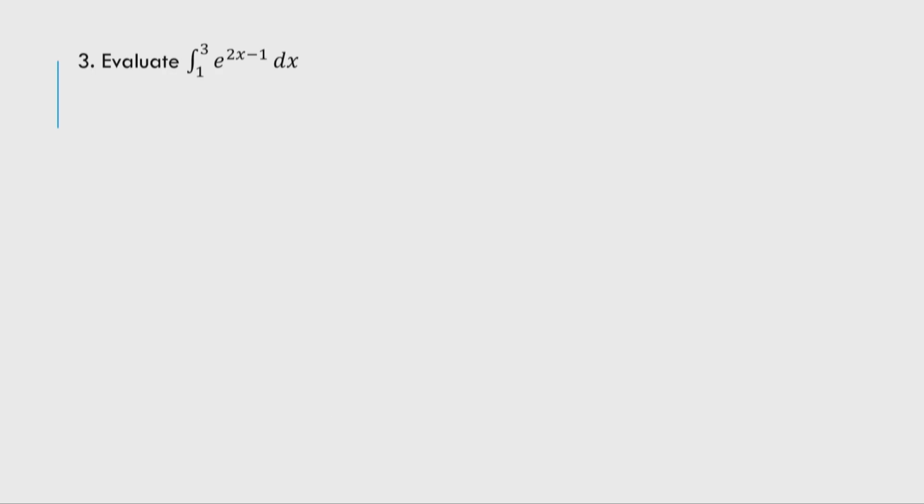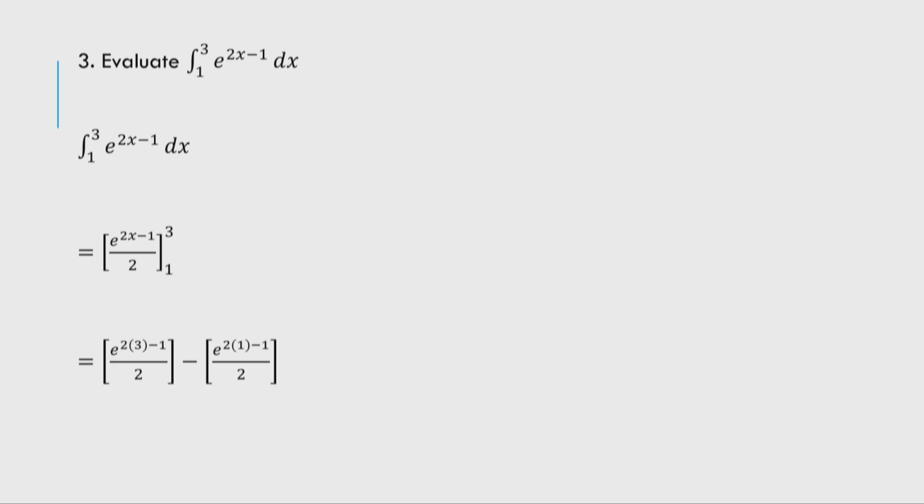Example 3. Evaluate e to the power of 2x minus 1 with respect to x between the limits 1 and 3. Integrating the function, we get e to the power of 2x minus 1 divided by 2, where 2 is the differentiation of the power between the limits 1 and 3. Now, let's substitute the limits. e to the power of 2 into 3 minus 1 divided by 2 minus e to the power of 2 into 1 minus 1 divided by 2. Evaluating this, we get 72.8.